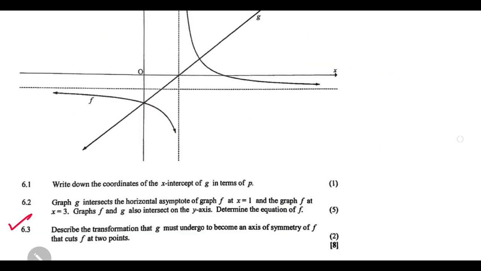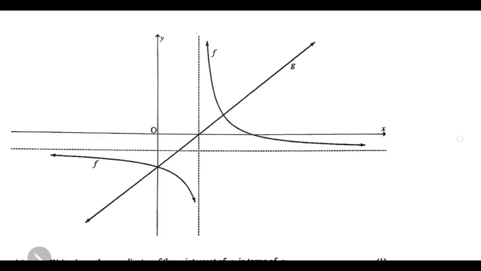Question 6.3. Describe the transformation that G must undergo to become an axis of symmetry of F that cuts F at 2 points. So we need to find the axis of symmetry now. So the axis of symmetry passes through the point of intersection of the asymptote. So this is the asymptote here, must pass through here. So this will be the axis of symmetry.